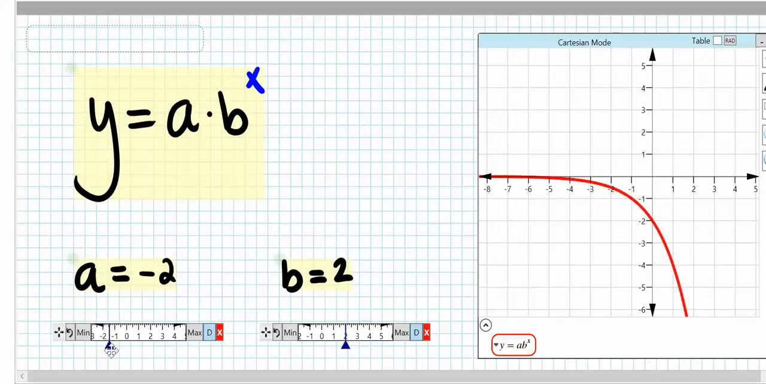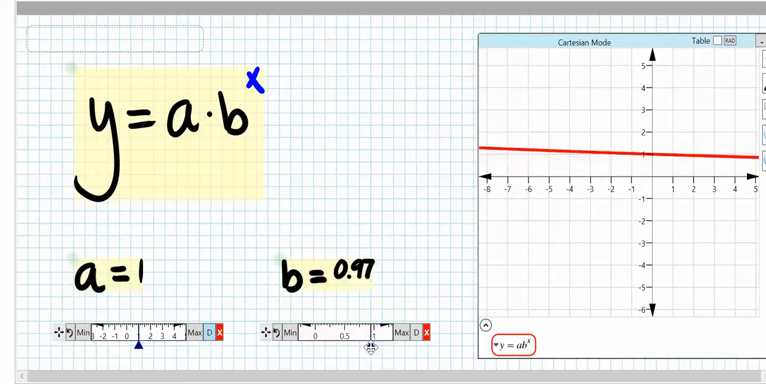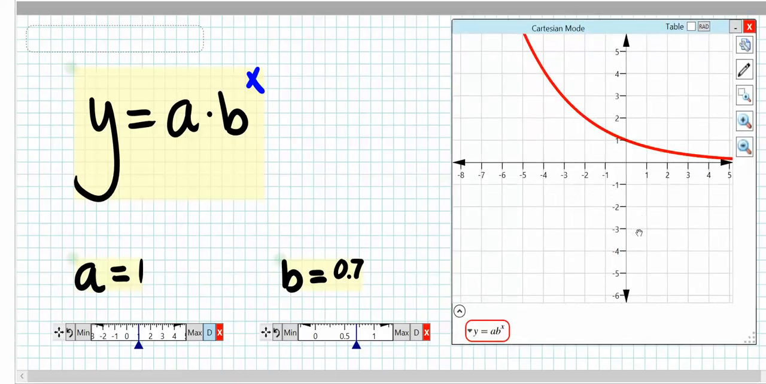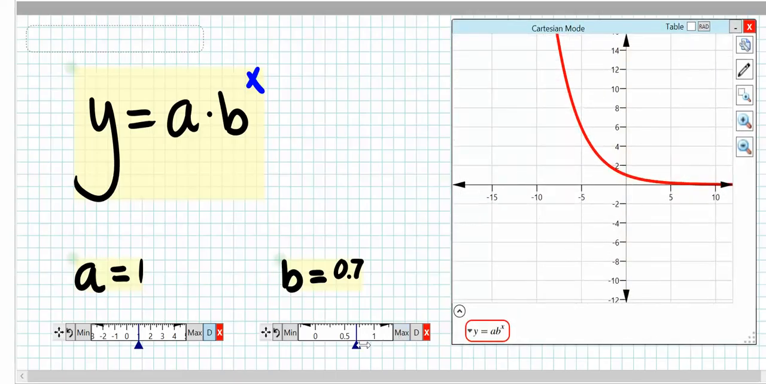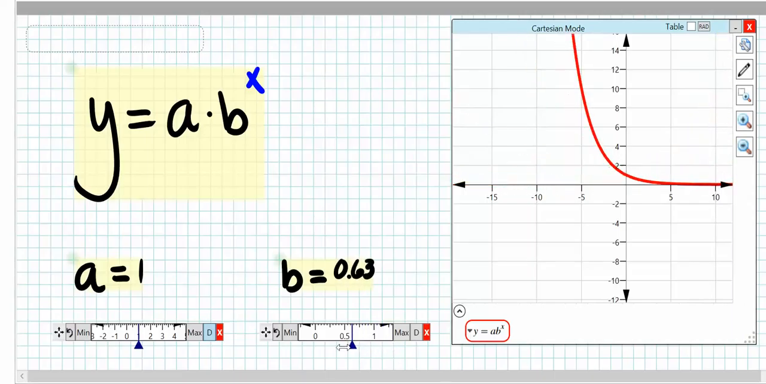What if b is, let's make this really non-discrete here. Let's make this like that. Here we go. So if my b value is between, look at that. Did you guys see what just happened there? It went from being an exponential growth, which is this one, to an exponential decay, which is that one. So what are my values of b that make this an exponential decay?